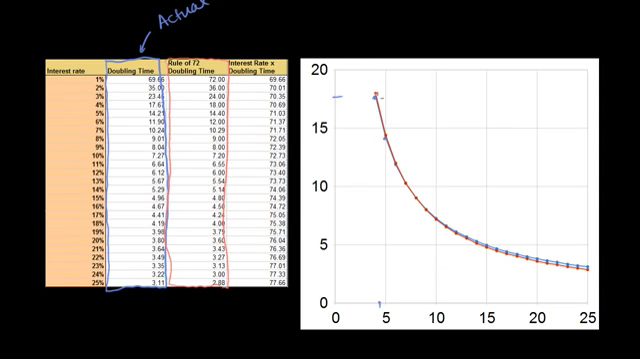And you can see, so I've plotted it here. The curves are pretty close. For low interest rates, so that's these interest rates over here, the rule of 72 slightly overestimates how long it'll take to double your money. And as you get to higher interest rates, it slightly underestimates how long it'll take you to double your money.